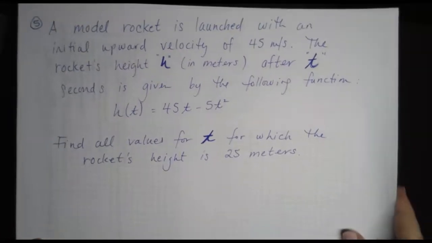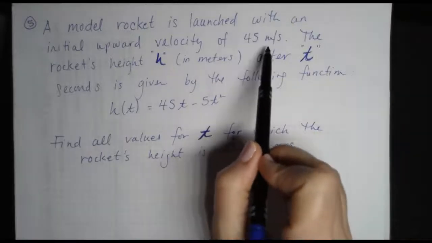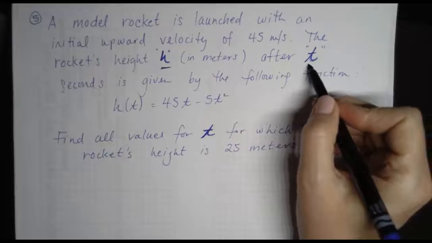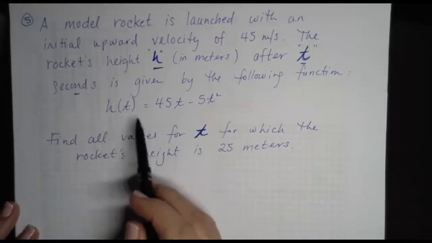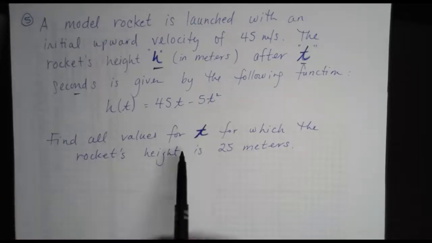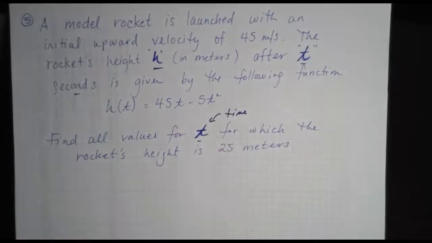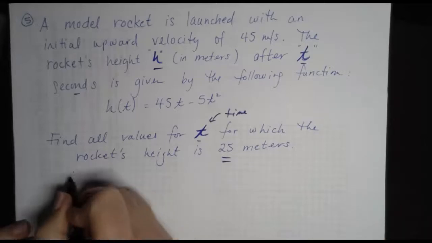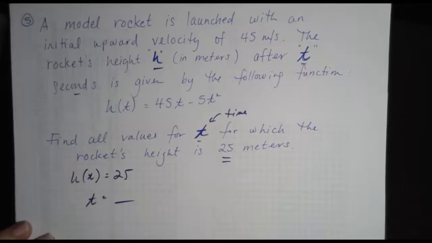Next, a model rocket is launched with an initial upward velocity of 45 meters per second. The rocket's height in meters after t seconds is given by the following function. H of t equals 45t minus 5t squared. Find all values for t. Remember, we're looking for t. T, of course, is time, for which the rocket's height is 25 meters. So h of t equals 25. We want to know what's t.